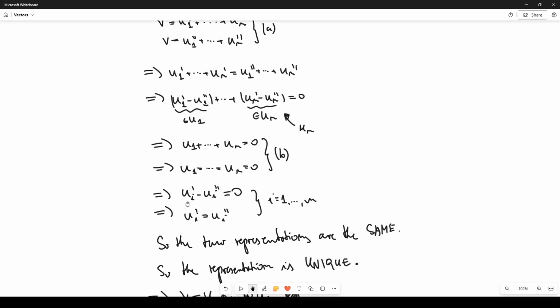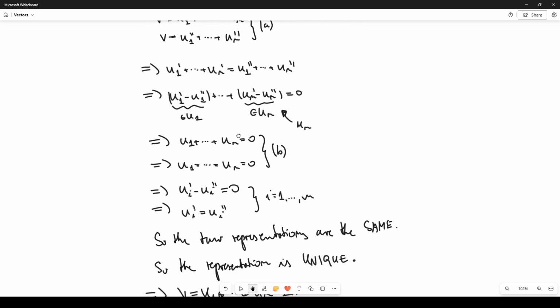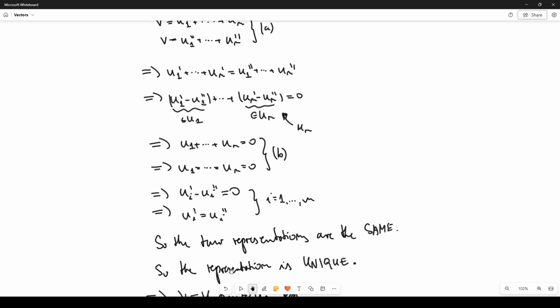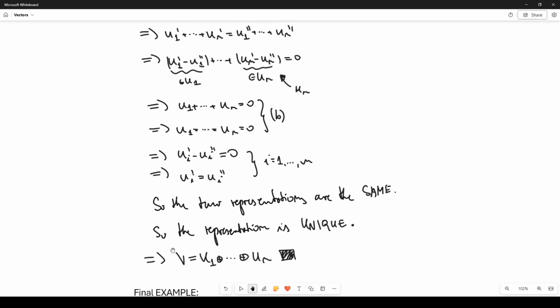But then that means that all of these corresponding differences, so Ui prime minus Ui secundum, where i goes from 1 to n, are equal to 0, well, that means that Ui prime has to be equal to Ui secundum. So all of these are equal. So that means that the two representations are actually the same. So whatever two representations we take for V, it turns out that they match. So there is only one representation. So we've shown that V is indeed a direct sum of our subspaces.